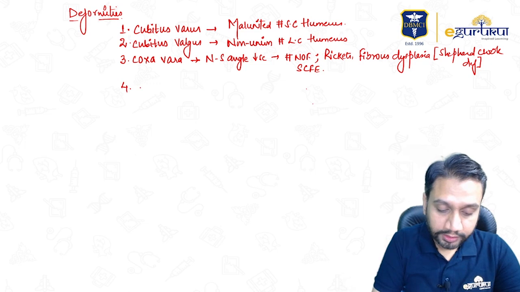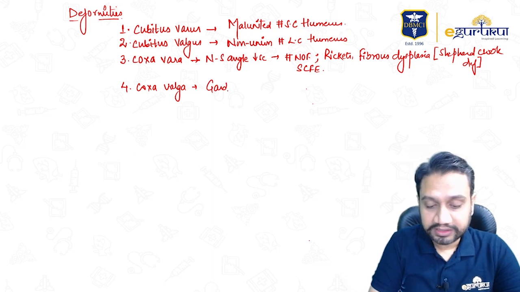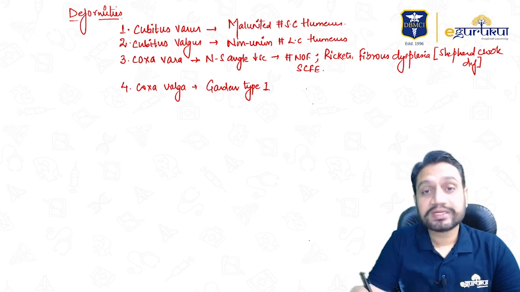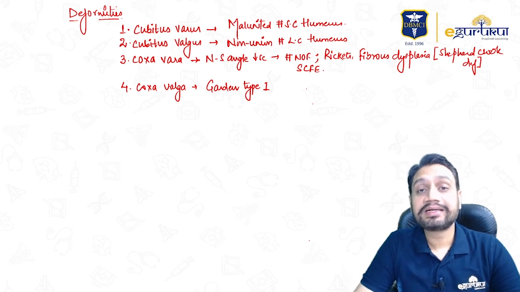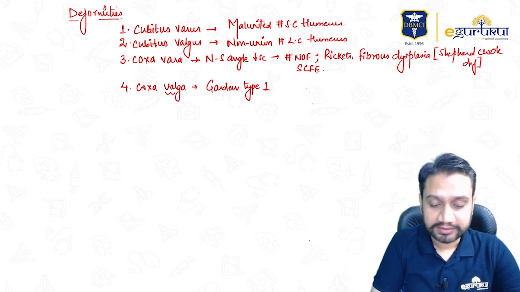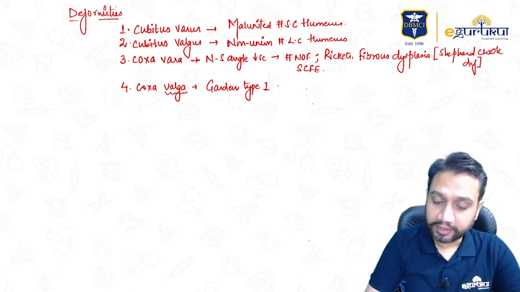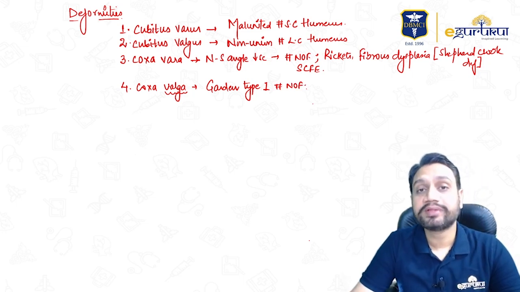Now number four, when the angle is increasing, I want you to remember Garden type 1 in the fracture neck of femur classification. What kind of fracture was that? The incomplete fracture, which is a valgus impacted fracture, and the trabecular pattern in the neck is not aligned because the head is going into valgus. So Garden type 1 fracture neck of femur is usually related to coxa valga deformity of the hip.